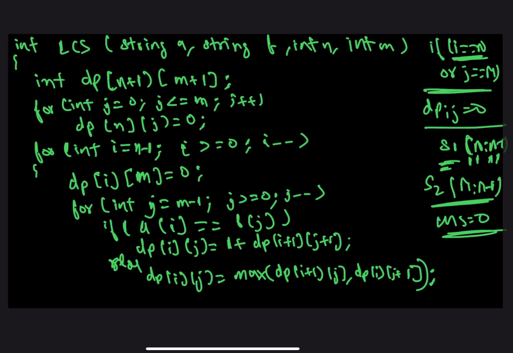Now all we need to do is close this loop over here, and then we can return dp of 0 comma 0, and that would give our final answer. And that's how we code this entire problem up.